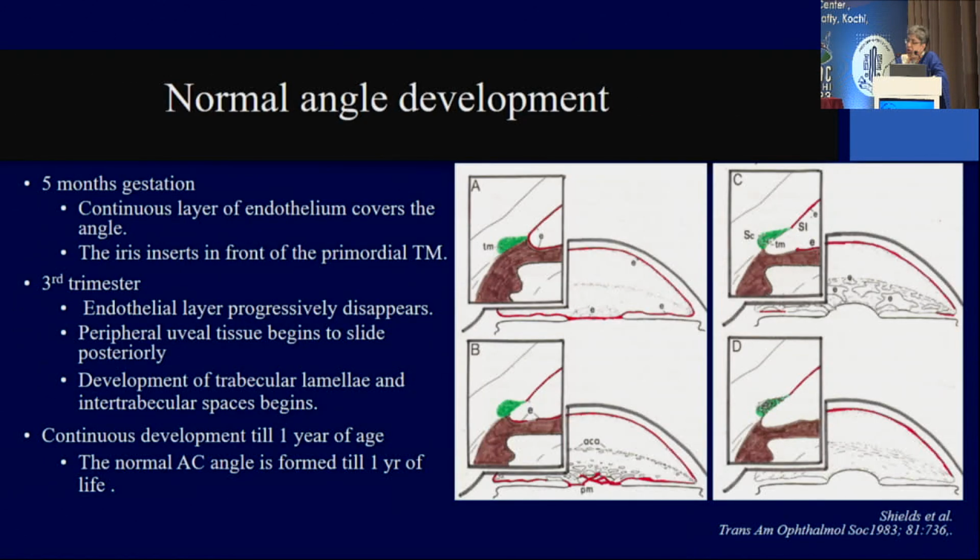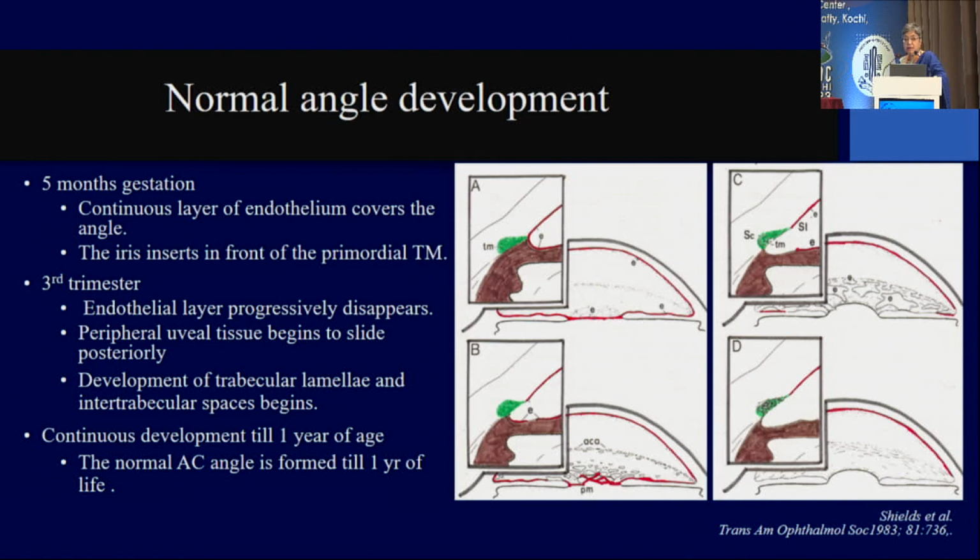Coming to the normal angle development, what usually happens, and this is a busy slide, but at 5 months gestation, there's a continuous layer of endothelium which covers the angle. Now, this green thing is the trabecular meshwork, and this is the uveal tissue. So it's completely covering it. So there is no outflow. Basically, this is because the ciliary body hasn't developed and there's hardly any inflow. So there's no aqueous. So that's the protective thing, that there is no way that the fluid can go out.